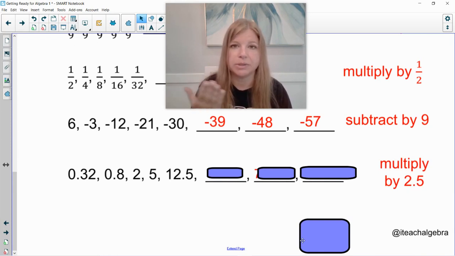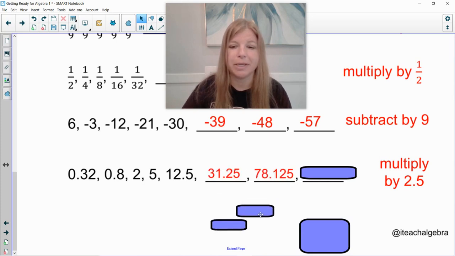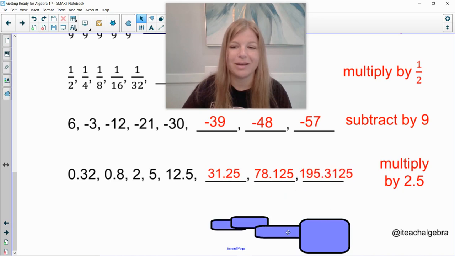And so especially with the decimals, we may want to grab a calculator for this. I wouldn't expect my students to be doing all of this mentally or by hand. The next step is to continue this pattern: take 12.5, multiply it by 2.5, which is 31.25. Take that, multiply it by 2.5, and so on. You get the point. That one was a little bit of a trickier one.